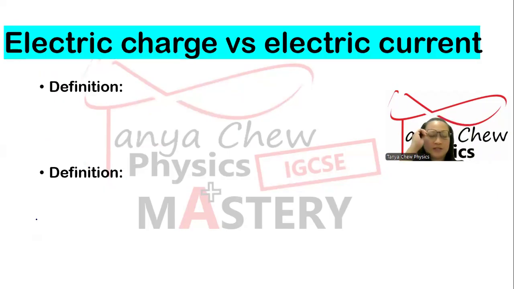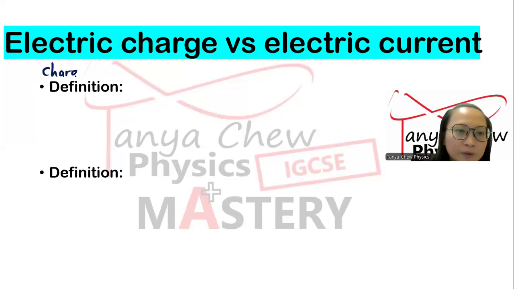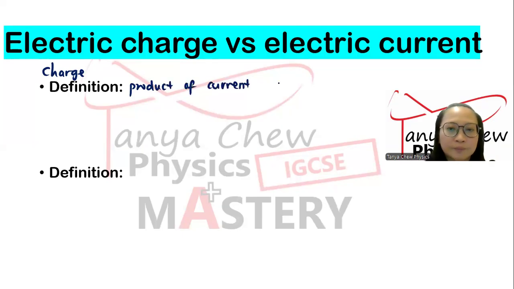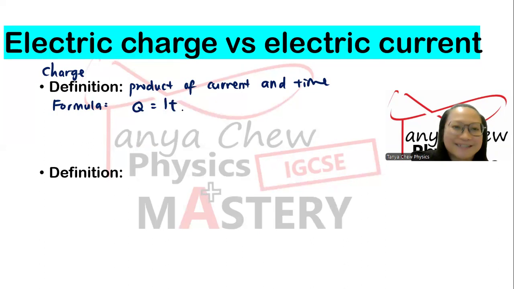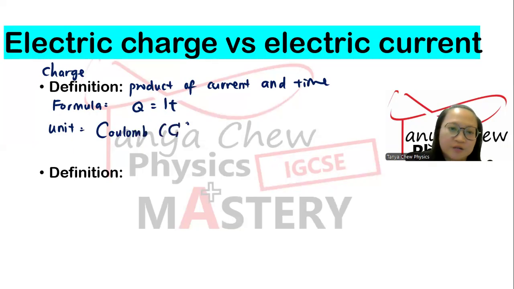Now, move to electricity, the definition of electric charge. Definition: the product of current and time. Formula, Q = It. This I remember, Q = It. Q is the charge, I is the current, t is the time. Unit, coulomb, or capital C.